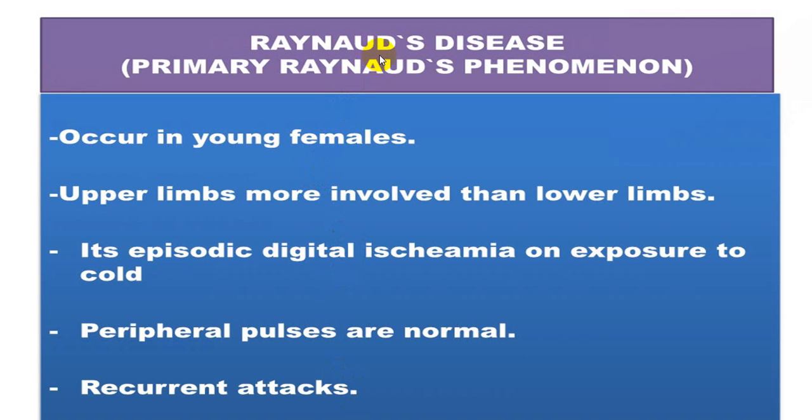Raynaud's disease is common in females. The female to male ratio is high. Upper limbs are more involved than lower limbs. There will be digital ischemia and Raynaud's phenomena on exposure to extreme cold, stress, etc., or after doing an exercise. Peripheral pulses are normal, and there will be recurrent episodes whenever there is exposure to cold. Very characteristic of Raynaud's disease, which we also call primary Raynaud's phenomena.